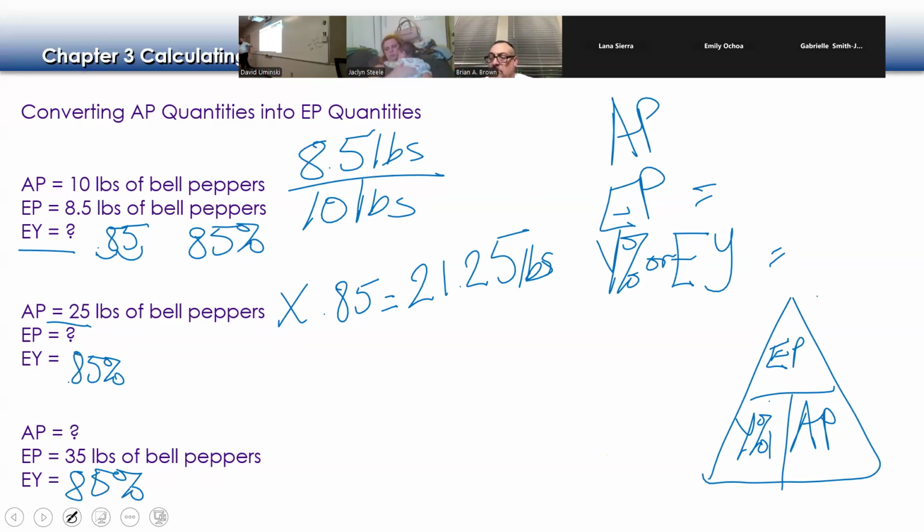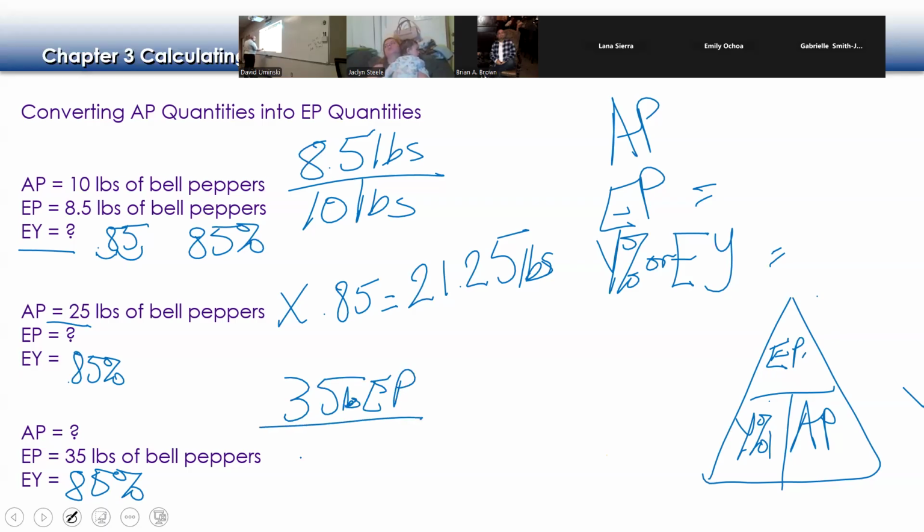Now I need to have 35 pounds of bell peppers to serve. That's my edible portion. So if I need 35 pounds, how much do I have to order? If I'm looking for AP, I take edible portion divided by yield percentage. So I divide the 35 pounds that I need, that's my EP, by my 0.85. It's going to be 41.17.